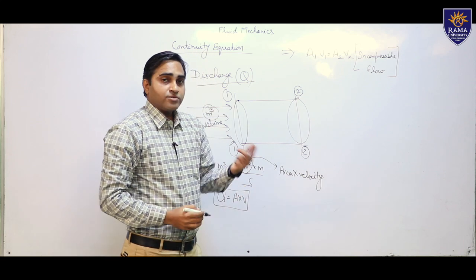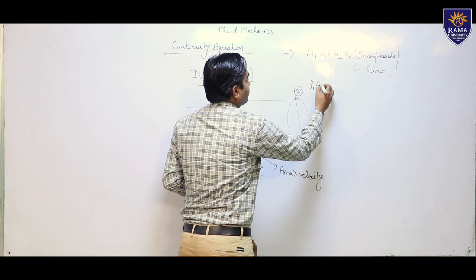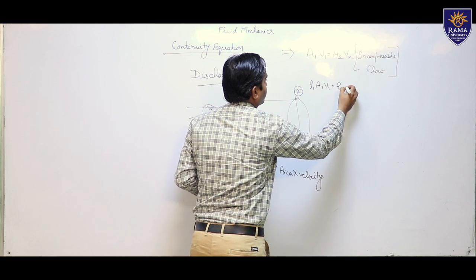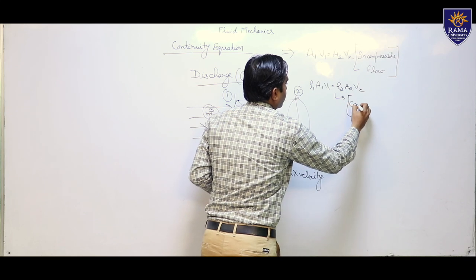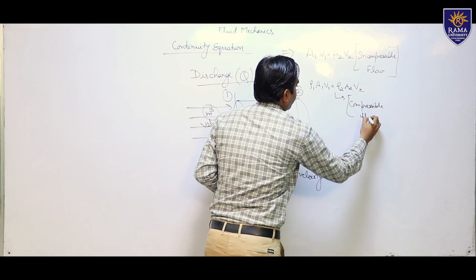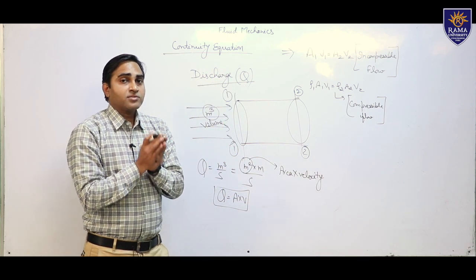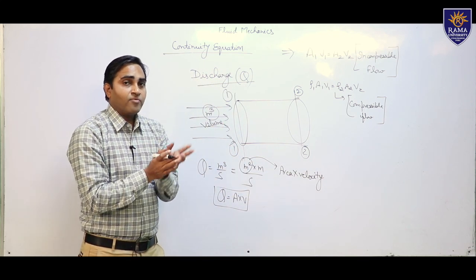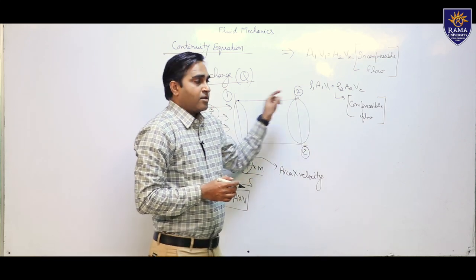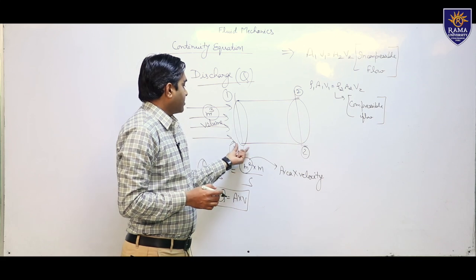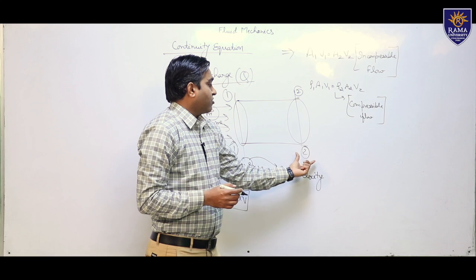Now, what is the continuity equation for compressible flow? That will be written as rho 1 A1 V1 is equal to rho 2 A2 V2. This equation is for compressible flow, where we already know that compressible flow is that type of flow which has variable densities. Now, we can say that rho 1 represents the density of fluid at cross section 1, and rho 2 will represent the density of fluid at cross section 2.